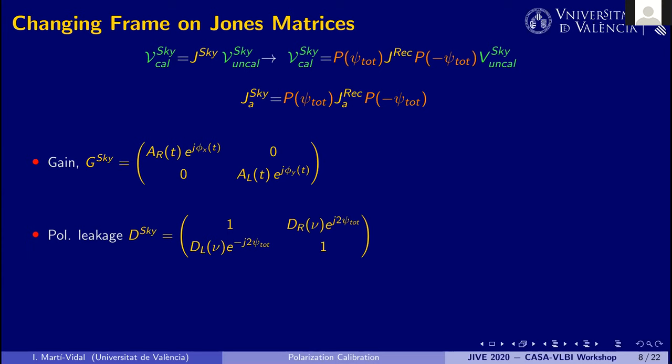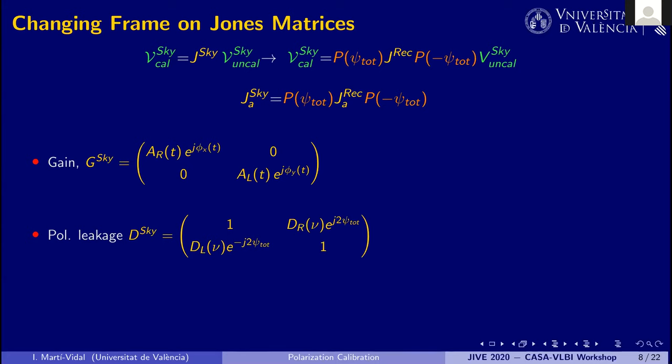This is the reason why we can calibrate polarimetry in interferometry, especially in VLBI. If you write the gain matrix in the sky frame, it looks exactly the same as the gain matrix in the receiver frame. So that means that if a given antenna phase is rotated 90 degrees in the sky frame, it also rotates 90 degrees in the receiver frame. Rotations look the same in the sky frame and in the receiver frame.